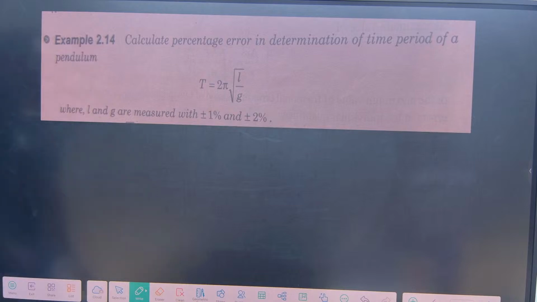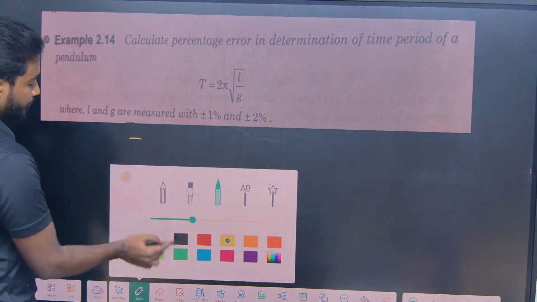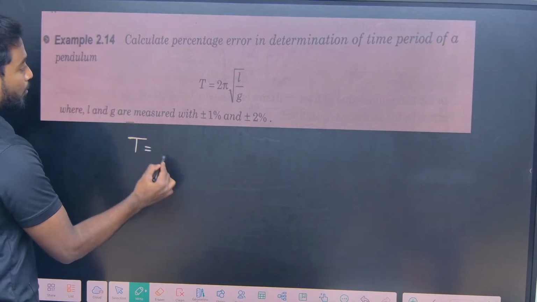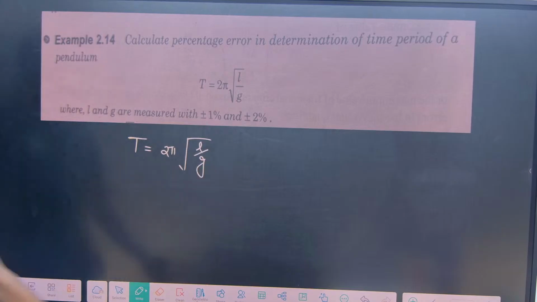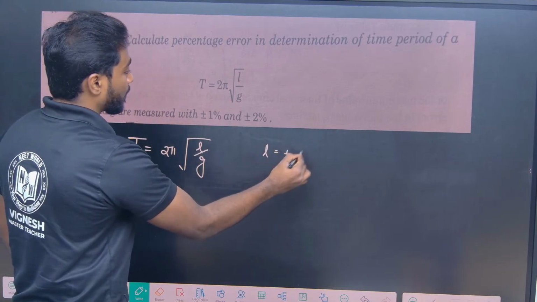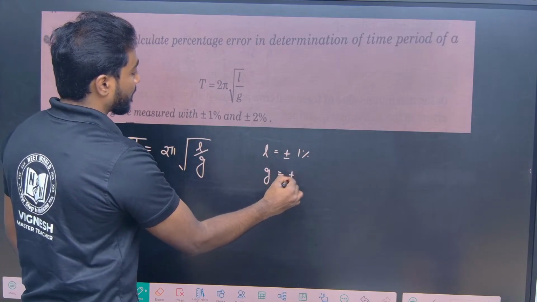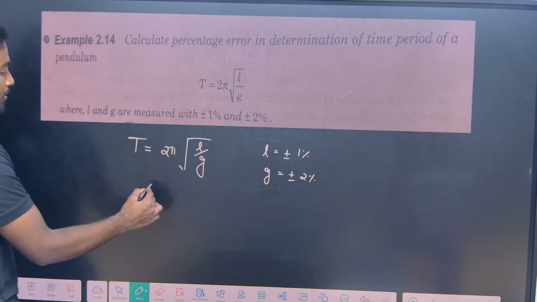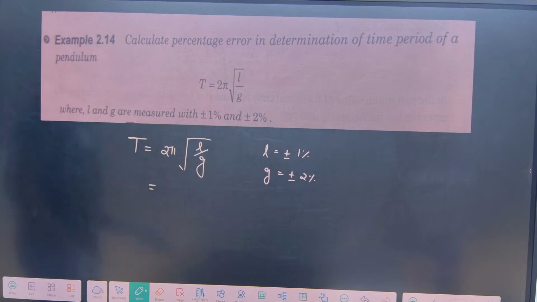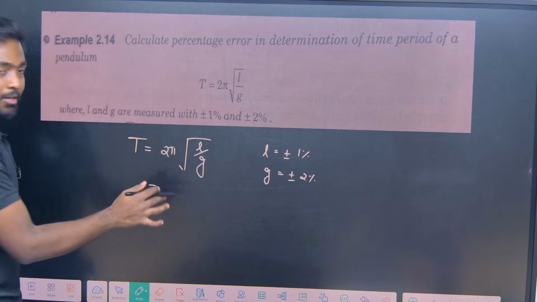Calculate the percentage error in the determination of the time period of a pendulum. T is equal to 2 pi root over L by g, where L is given as plus or minus 1% and g is given as plus or minus 2%. This was the given question. They are asking for the percentage error in the time period from the measured values with 1% and 2%. The constant we don't need to worry about.